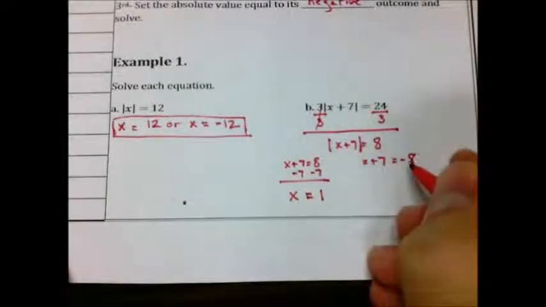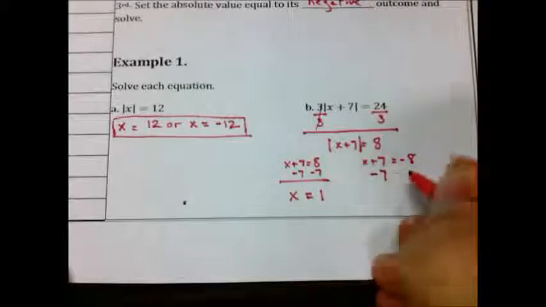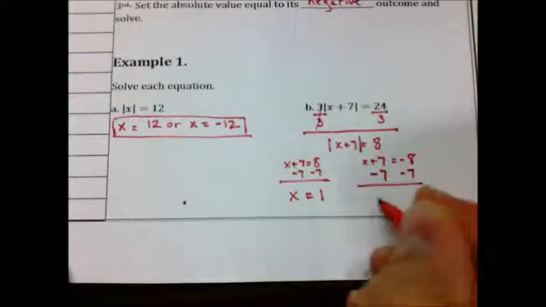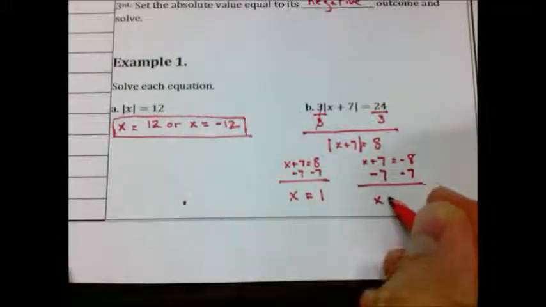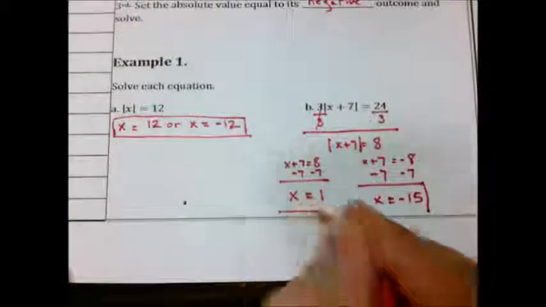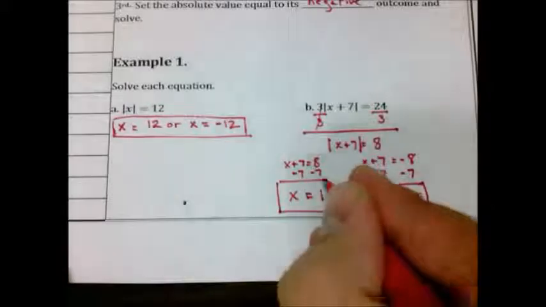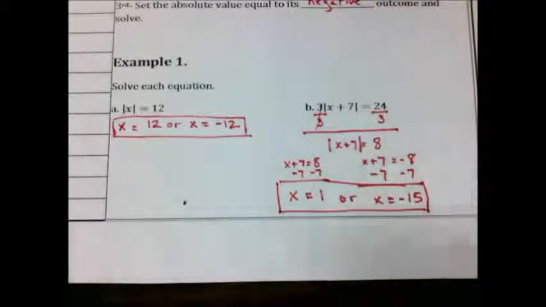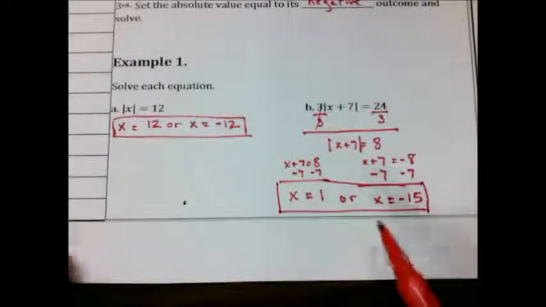And on this side, we have x plus 7 equals negative 8. Subtract 7 on both sides. A negative 8 minus 7 is a negative 15. We box our answer here. Those are our two answers in order to make this original equation a true statement.